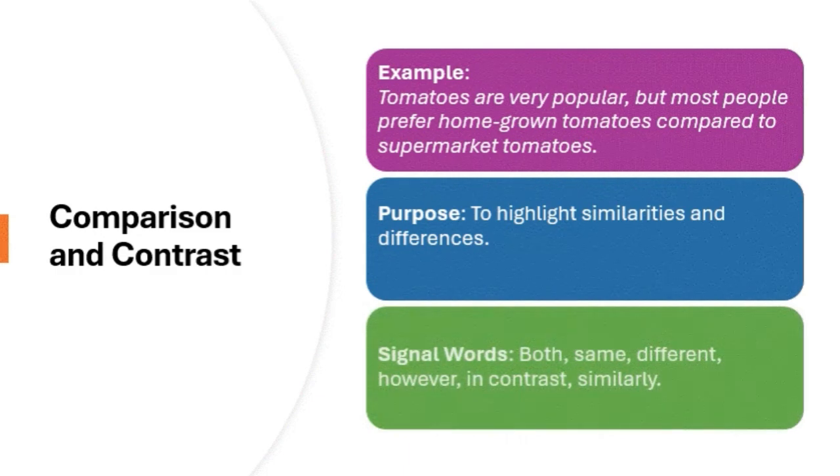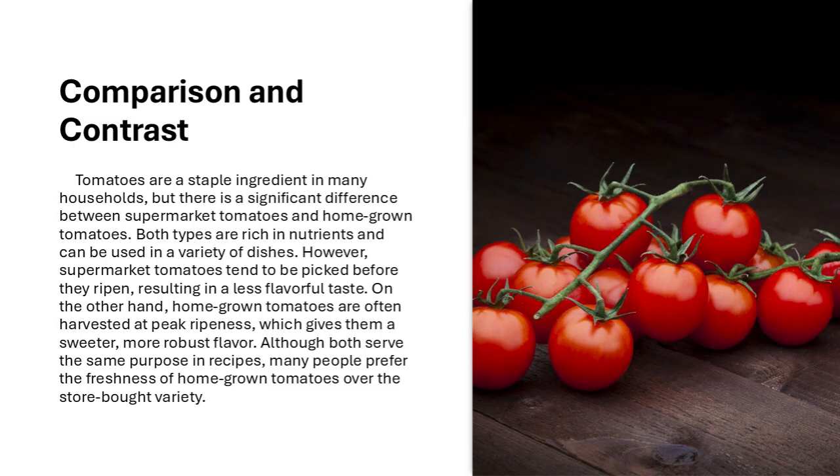This paragraph illustrates the comparison/contrast pattern by examining both similarities and differences between supermarket tomatoes and homegrown tomatoes. The topic sentence sets up the comparison by stating that while both types of tomatoes are common in households, there are key differences between them. Comparison. Similarities: both supermarket and homegrown tomatoes are rich in nutrients and can be used in a variety of dishes. This establishes a shared characteristic between the two, highlighting their versatility and nutritional value.